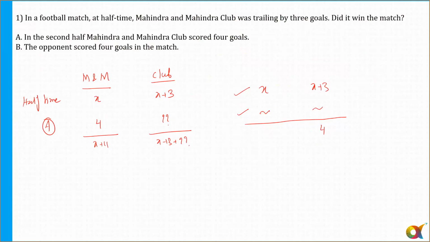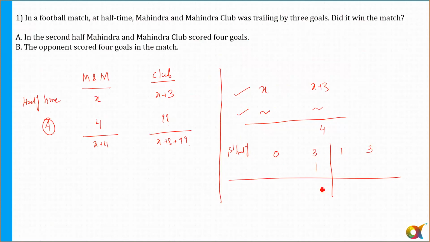So from here, what can I say? What are the possible values? If I check statement B individually, the possibilities are that Mahindra and Mahindra scored 0 and the opposition scored 3 goals in the first half, or Mahindra and Mahindra scored 1 and the opposition scored 4 in the first half. At the end of the match, the opposition scored 4 goals. So in the first case, 3 plus 1, 4. And in the second half, the other club has scored 0 goals, so 4 plus 0, 4. But what about the score of Mahindra and Mahindra? We have no idea. So statement B is also individually not sufficient.